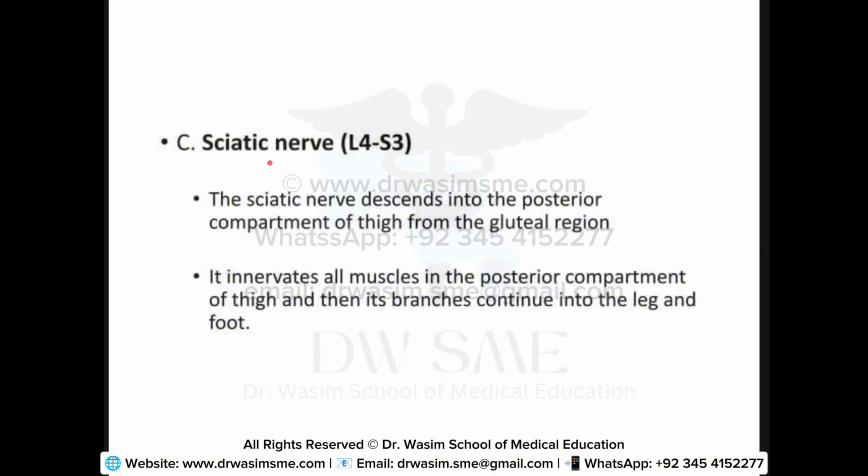Then we have the sciatic nerve. Sciatic nerve's root value is L4, L5, S1, S2, and S3. That is very important. So it is one of the nerves of the posterior compartment of the thigh, and it also supplies the gluteal region as well. Now it is going to innervate all the muscles in the posterior compartment of the thigh, and its further branches are going to supply muscles of the leg and foot. So basically it is the sciatic nerve which is later on going to divide into common peroneal and tibial nerves, but the common root area would be from the sciatic nerve.